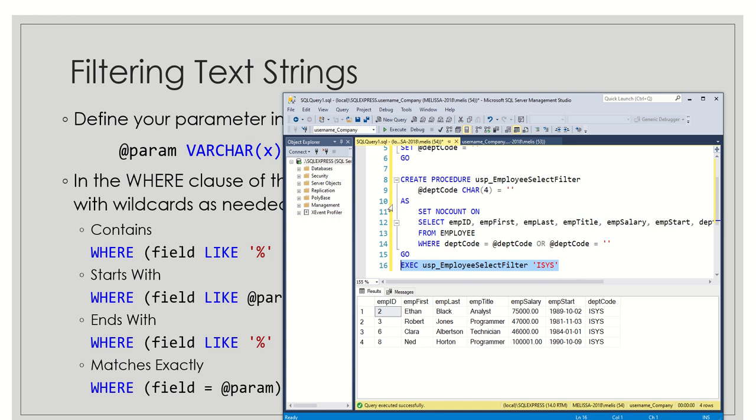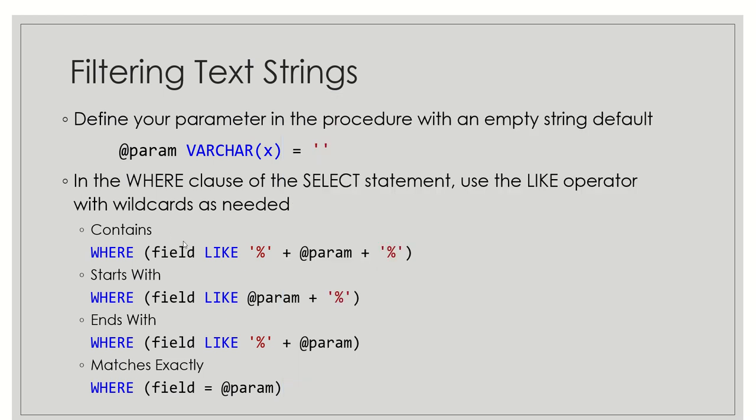So we can define an input parameter representing a matching value or a partial matching value, and then we just have to determine how we want the incoming parameter to match. So we can perform a contains match, where the parameter is found anywhere in that field by appending the wildcard before and after it. Or we can do a starts with match, where it starts with the parameter and then there's a wildcard just at the end. Or we can look for ends with by starting with the wildcard and ending with the parameter.